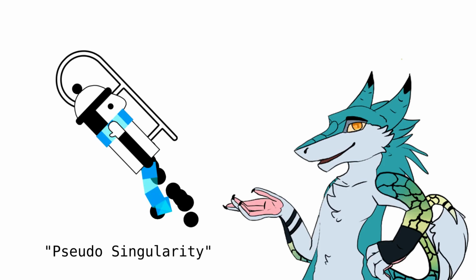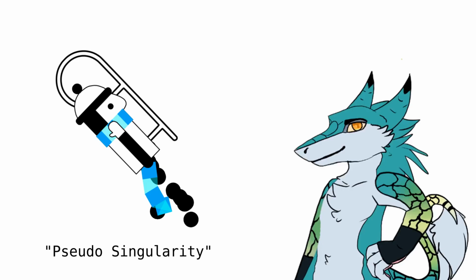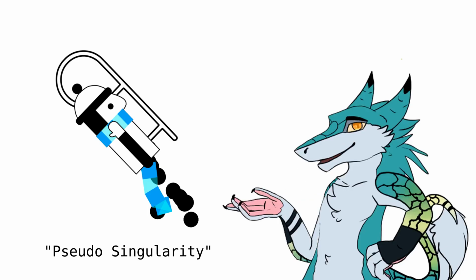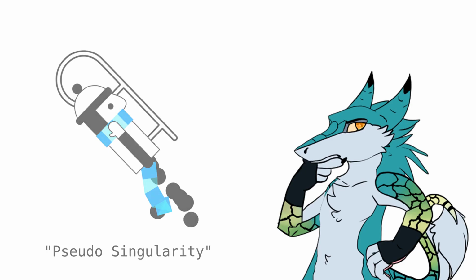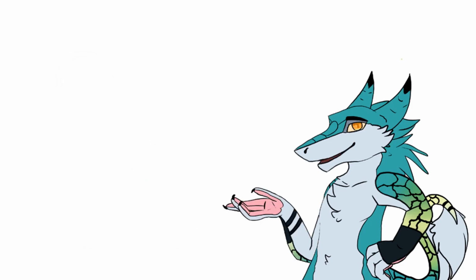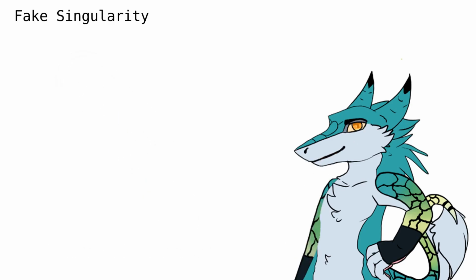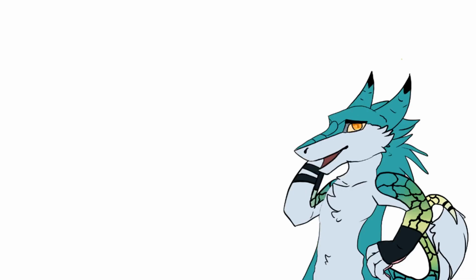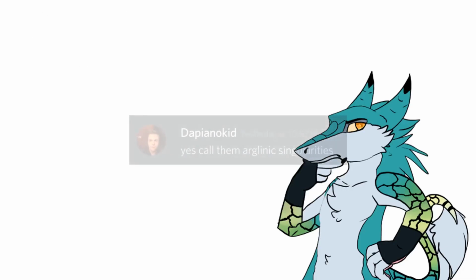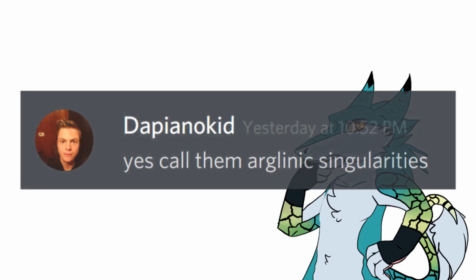The pseudo-singularity was discovered by me very recently, on September 7th of 2019. As a result, it still doesn't really have an official name. I personally called them pseudo-singularities, but a few names were suggested: fake singularity, fakularity, angled singularity, p-sings, f-sings, and also one in particular that I can't seem to remember. But what could it possibly be?